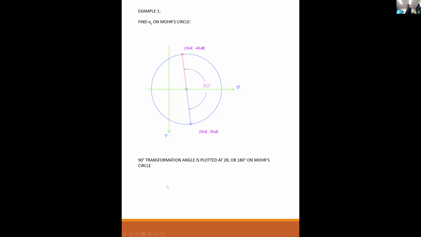A 90-degree transformation angle is plotted at 2 theta, or 180 degrees, on Mohr's circle. So again, there's the question. We know X and Y are 90 apart, so we draw it on our circle at 2 times 90, or 180. So this is clearly 180 on the circle.